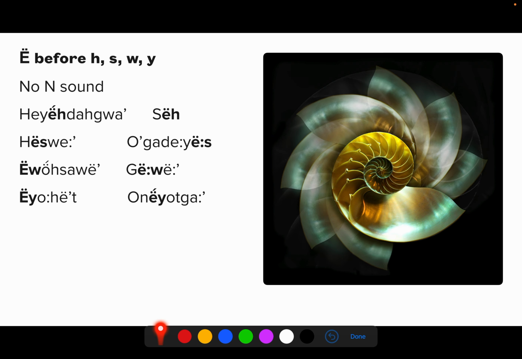Gawent, like a nail, a railroad tie. Ayohent. And onayotka, that's a word for Oneida people. This one's for tomorrow. So you can see there's no N sound in these ones. They're different.